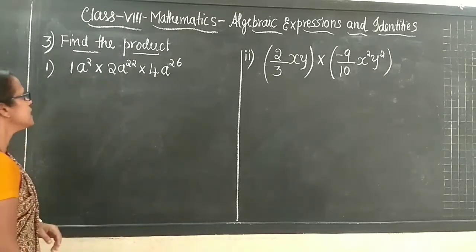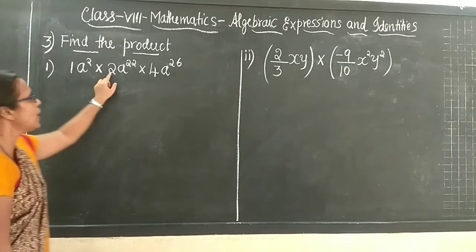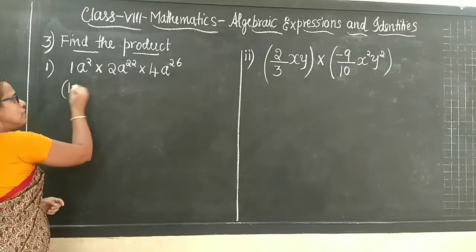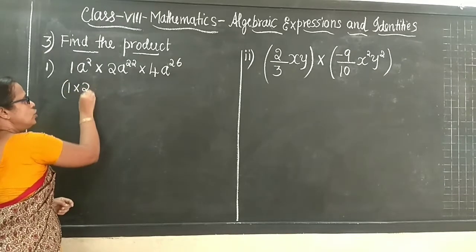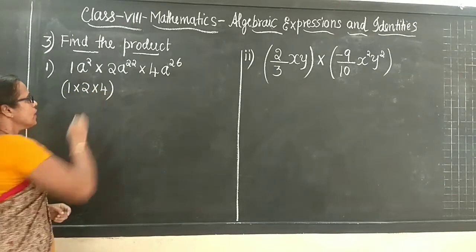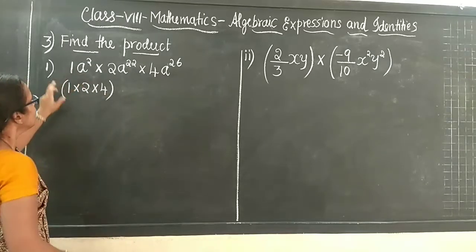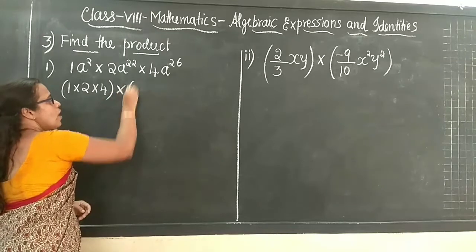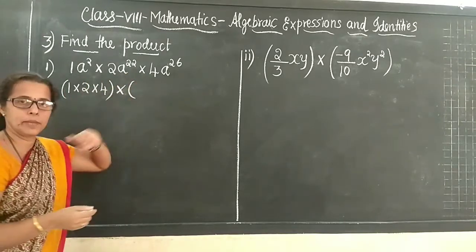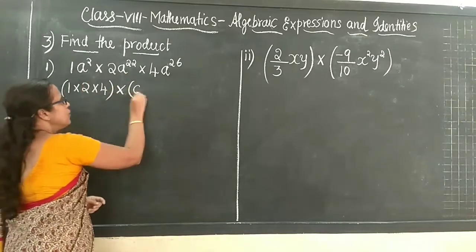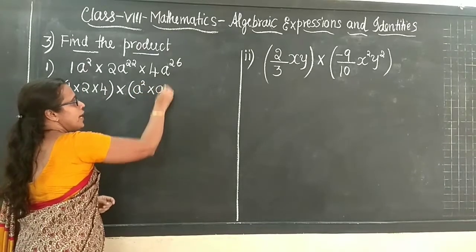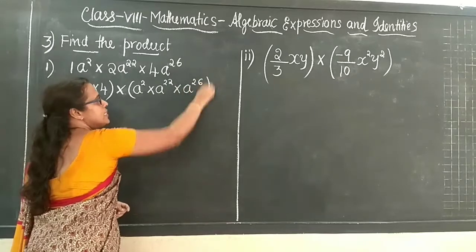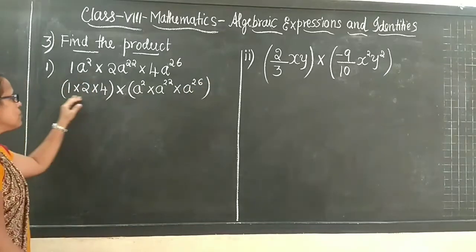So what you have to do, see here. First multiply the coefficients along with the a. Which coefficients are there? 1 into 2 into 4. Okay children, so we multiplied the coefficients. Next we have to multiply all the variables, which is a to the power 2 into a to the power 22 into a to the power 26. Okay, how can I simplify this?